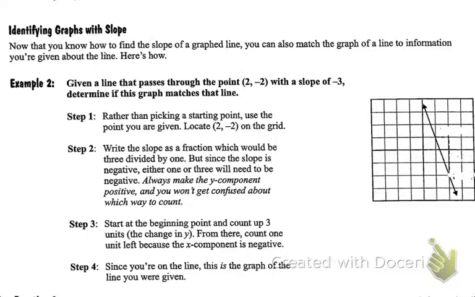Now that you know how to find the slope of a graphed line, you can also match the graph of a line to information you're given about the line. Here's how. Example 2. Given a line that passes through the point 2, -2 with a slope of -3, determine if this graph matches that line. Step 1. Rather than picking a starting point, use the point you're given. Locate 2, -2 on the grid.